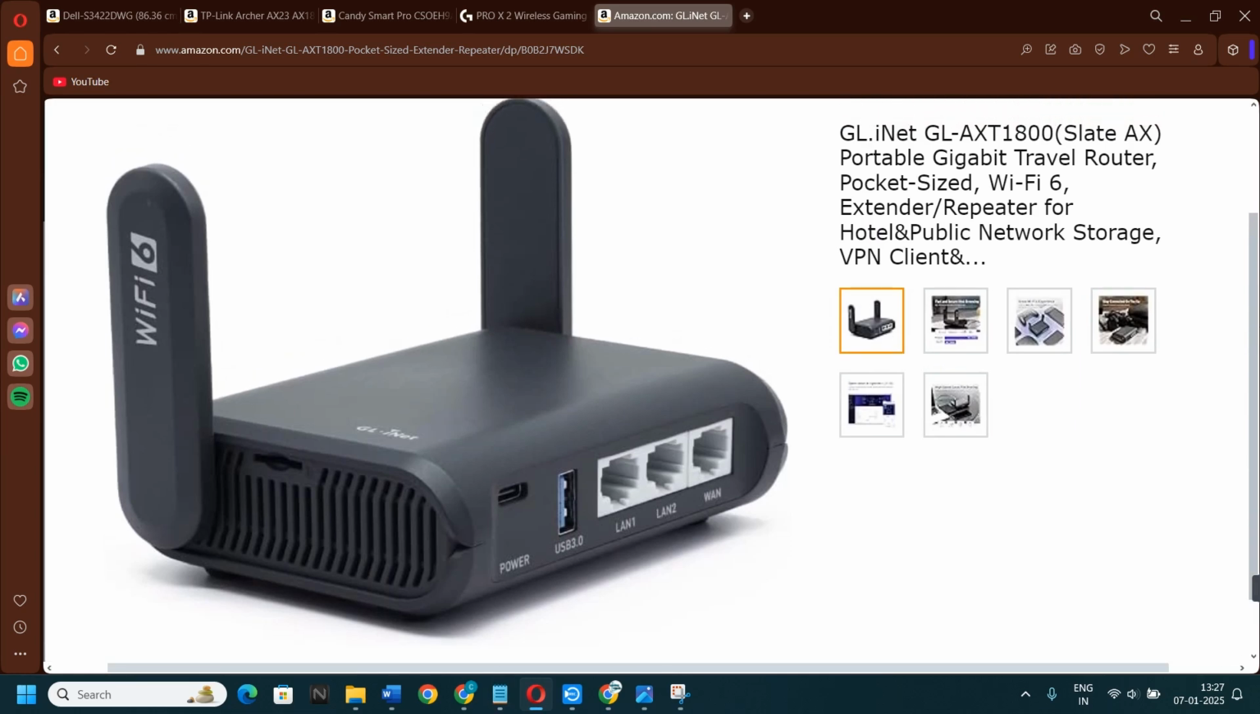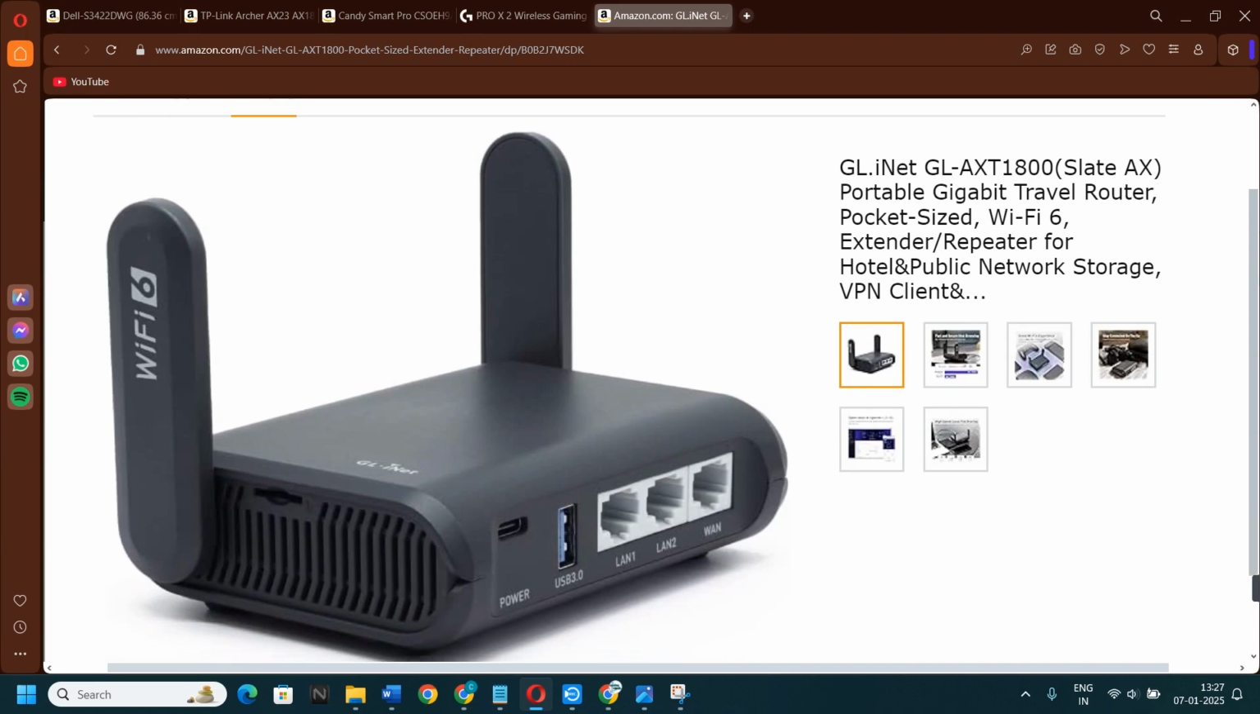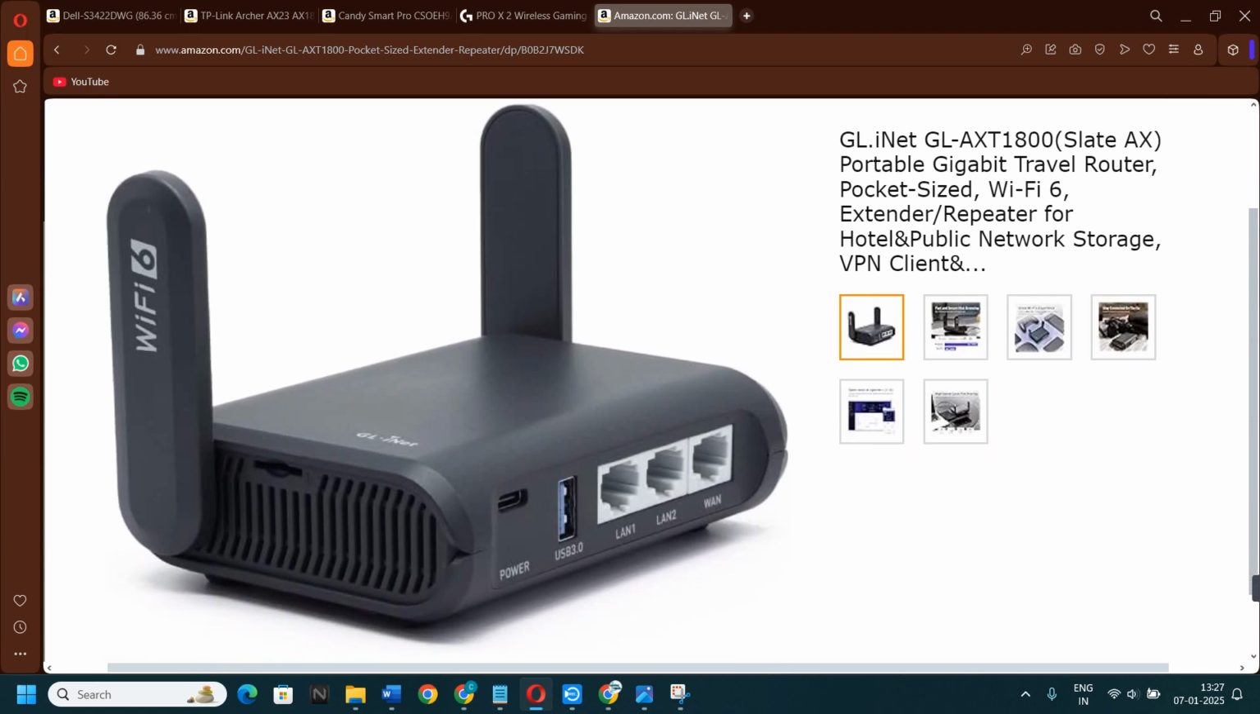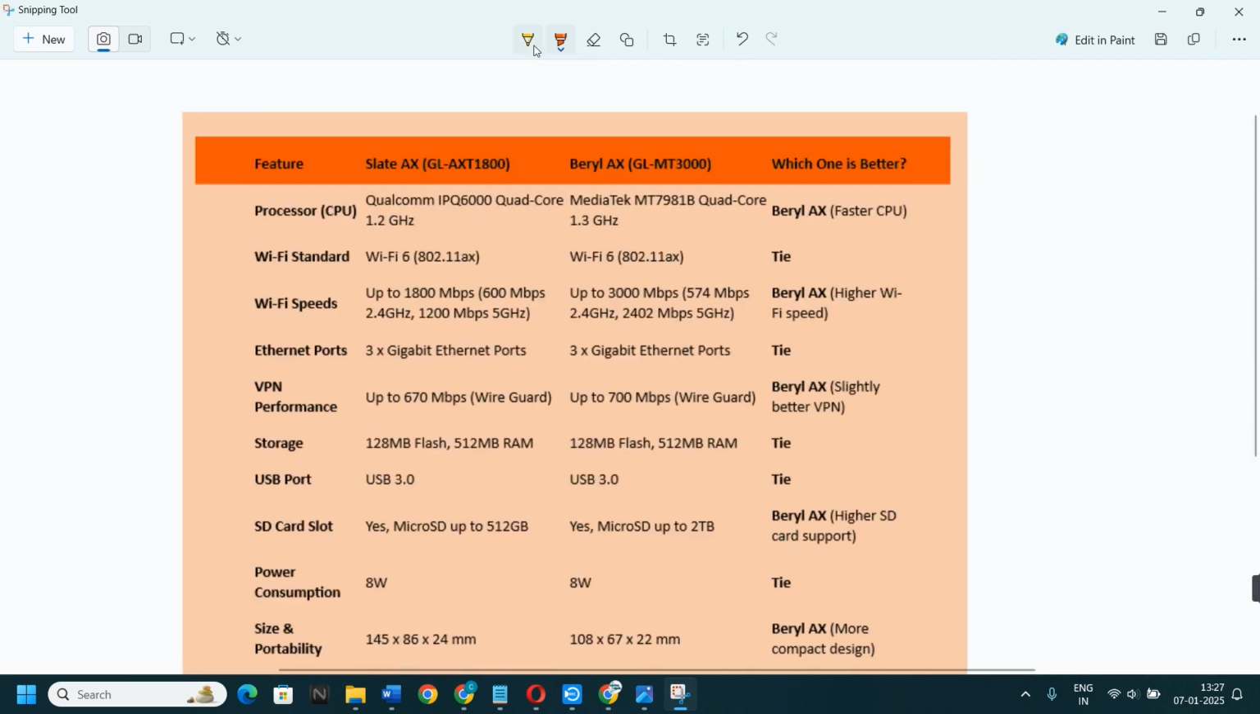In this video, I am going to show you Slate AX versus Beryl AX. Which one is better for you? Let's look in the video. Here you will see this is the detailed comparison between these two. So first, let's talk about the processor, CPU.